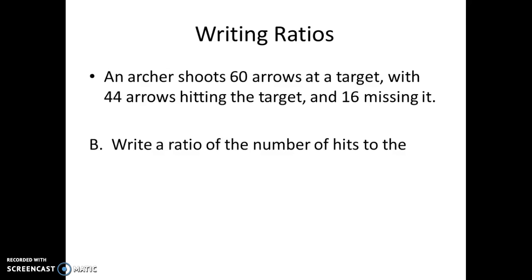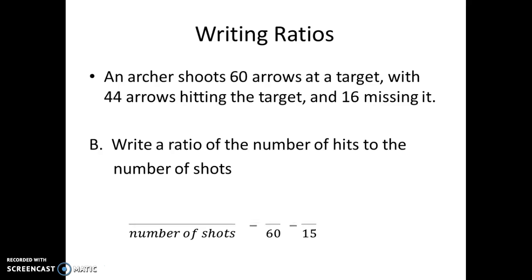So thinking about this same problem, if we wanted to write a ratio of the number of hits to the number of shots, now we're going to have a different ratio. So since number of hits is before the word to, that will be our numerator, and the number of shots will be our denominator because it's after the word to. So this is kind of using words. So number of hits to the number of shots. So since there's still 44 hits, now there are 60 shots or 60 attempts. We could simplify that to 11/15 by scaling down by 4.